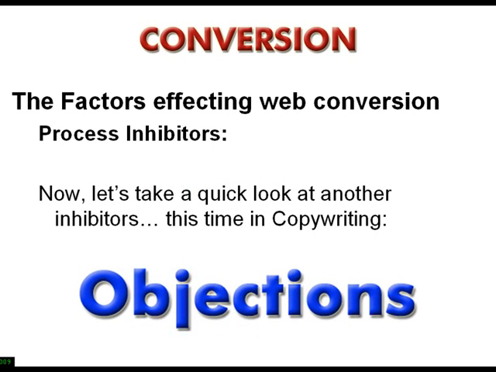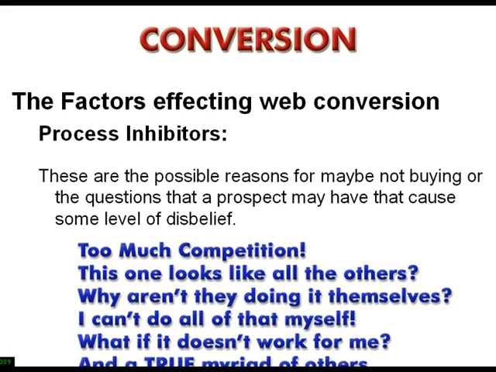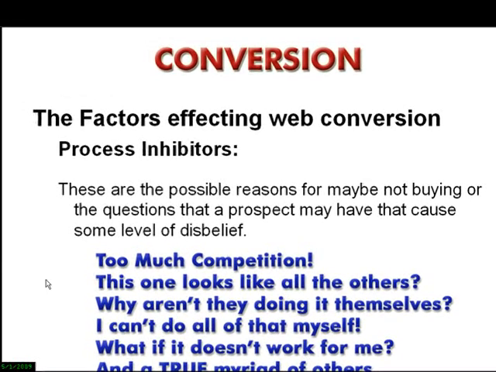Now, let's take another look at another inhibitor. This time, we're going to look at some elements in copywriting. And the big fat blue word here: objections. This is something that comes up for everyone as they go through a sales letter. You read through the letter. These are the possible reasons for maybe not buying, or the questions that a prospect may have that cause some level of disbelief. So as they're reading through the thing, a lot of pieces come up for them.